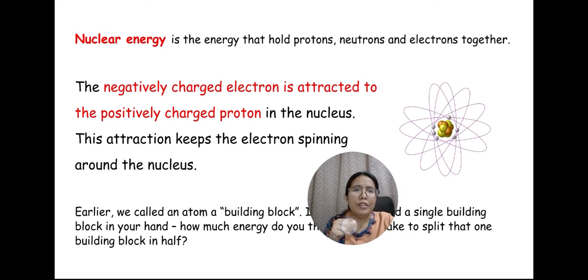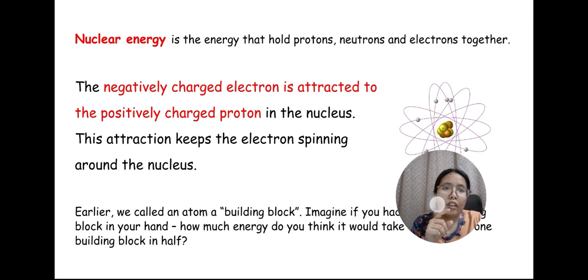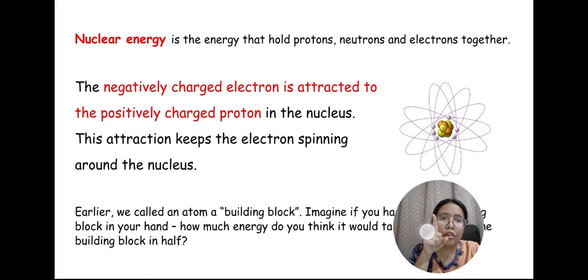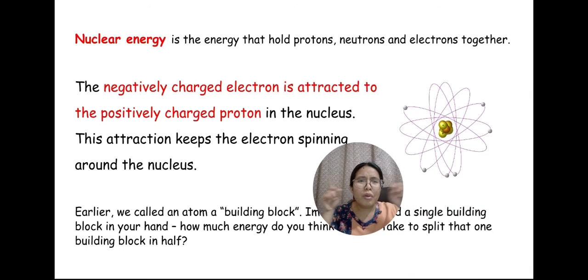At kung mapapansin nyo din, bakit paikot-ikot yung electrons? Bakit hindi na lang siya nasa one place? Pwedeng nandito lang yung electrons sa mga dulo o kaya naman dito lang sa may side. Bakit magulo yung electrons? The negatively charged electron is attracted to the positively charged protons in the nucleus. This attraction keeps the electron spinning around the nucleus.